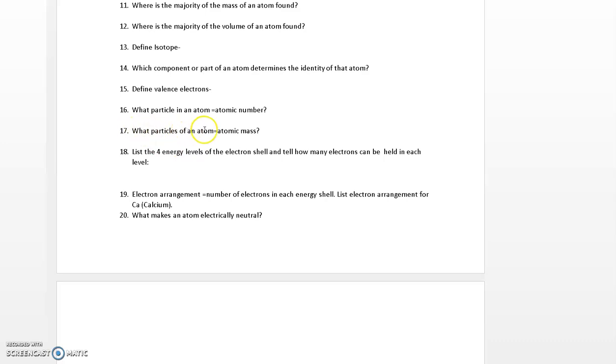Number 17. What particles of an atom is equal to the atomic mass? Well, the atomic mass is the sum of the protons and the neutrons. So you would say the protons plus the neutrons is equal to the atomic mass. Number 18. List the 4 energy levels of the electron shell and tell how many electrons can be held in each level. Okay, the first energy level can only hold 2 electrons.